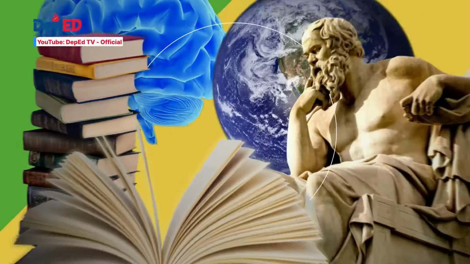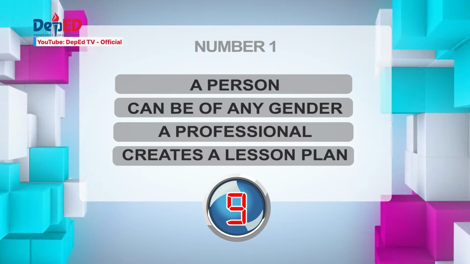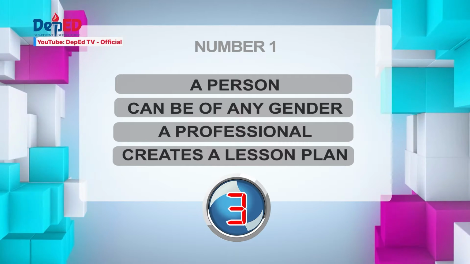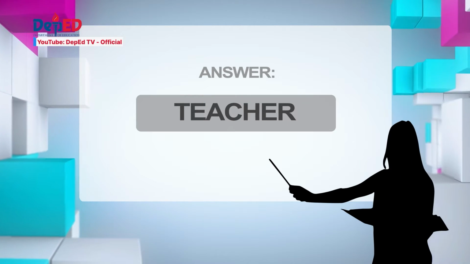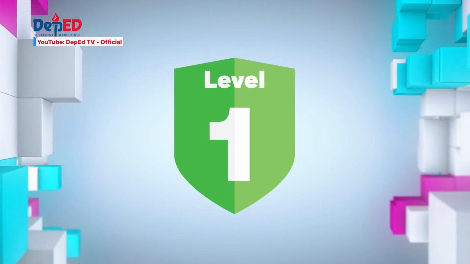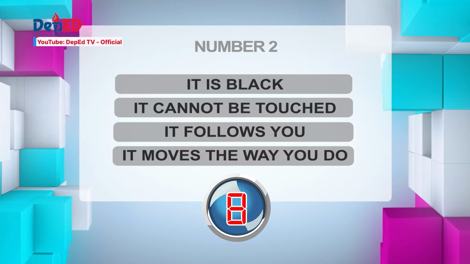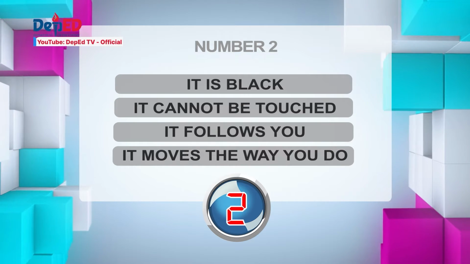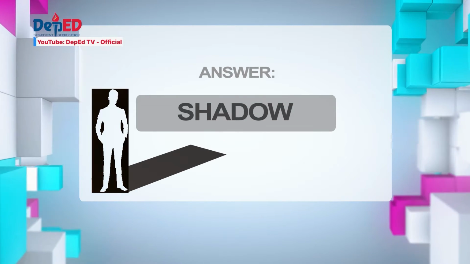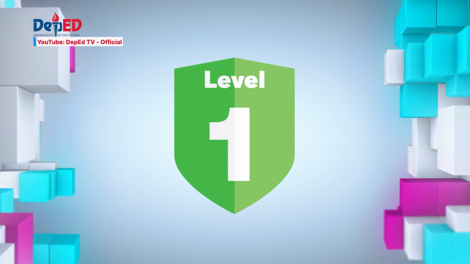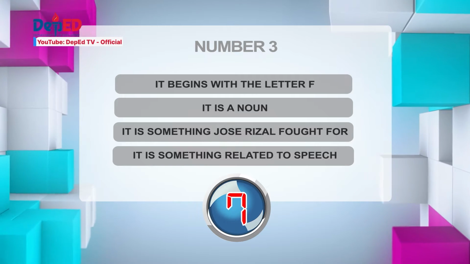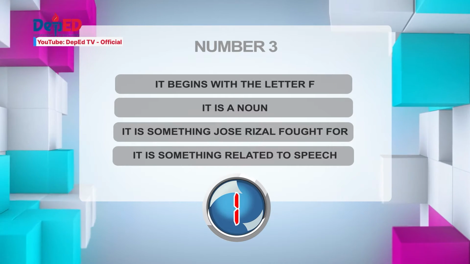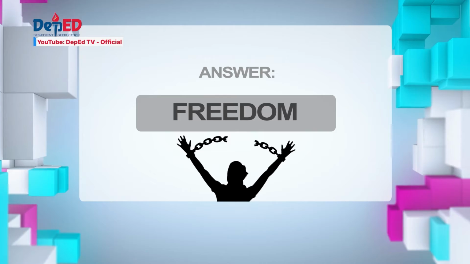Let's G! Number 1. A person can be of any gender. A professional creates a lesson plan. The answer is a teacher. Good job! Number 2. It is black. It cannot be touched. It follows you. It moves the way you do. If you answered shadow, you're right. Number 3. It begins with the letter F. It is a noun. It is something Jose Rizal fought for. It is something related to speech. If your answer is freedom, you're Philomazing.